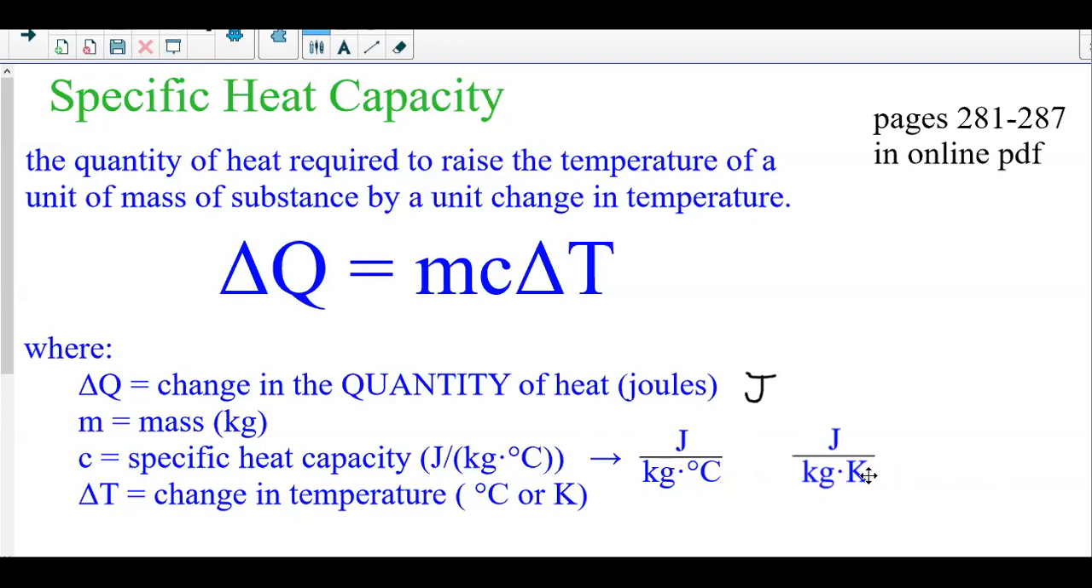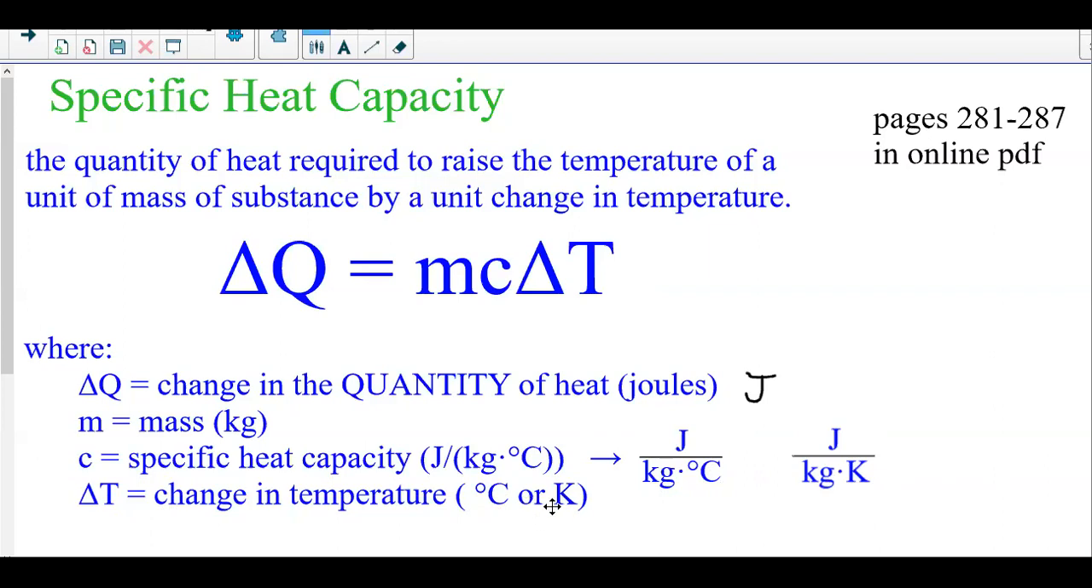So I've got it written off to the side here as well, joule per kilogram Kelvin. And that's because we're talking about a change in temperature. So delta T just means change in temperature. And if you remember one of the last few times we were together, I might have said something along the lines, we were talking about Kelvin at some point.